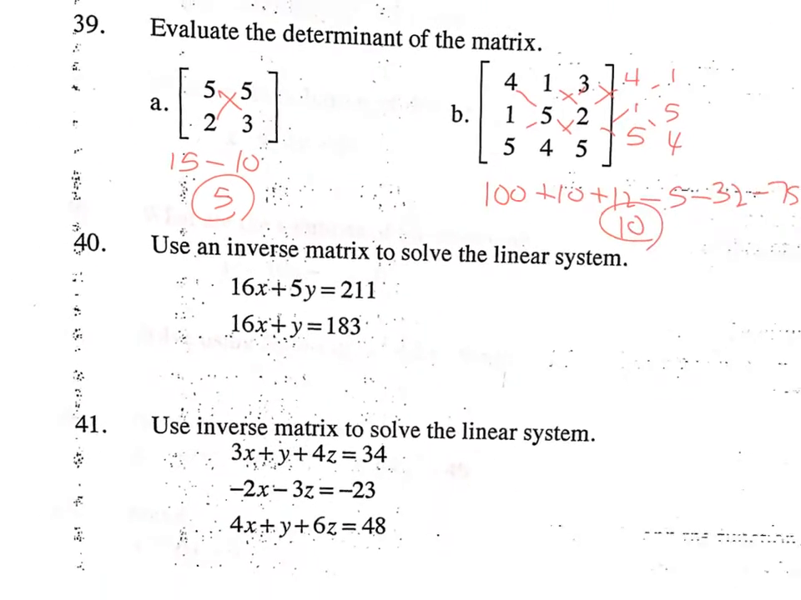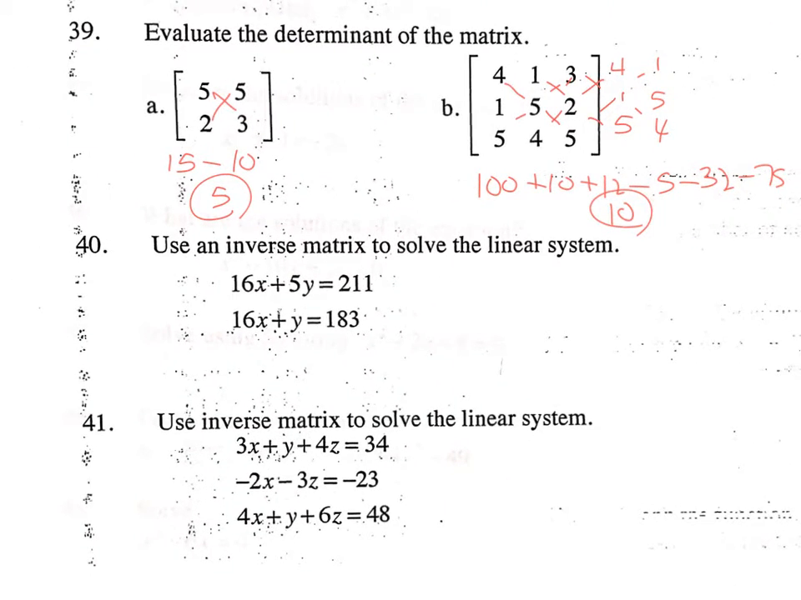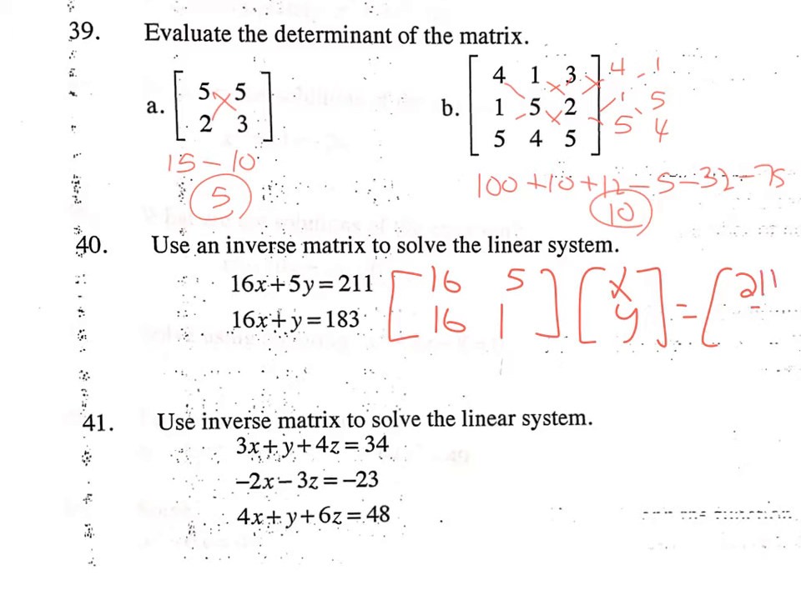We did a bunch like 40 in class today, solving with inverse matrices. We did 1 or 2 with inverse matrices. This is a 2 by 2, which is even easier. Remember, that's the kind where we set up, I'll set it up for you. You put the coefficients in one matrix, you put the x, y in the other matrix, and then you put the constants in the other one, the 211 and 183. And all you do is you take the inverse of this one and multiply by that one over there.